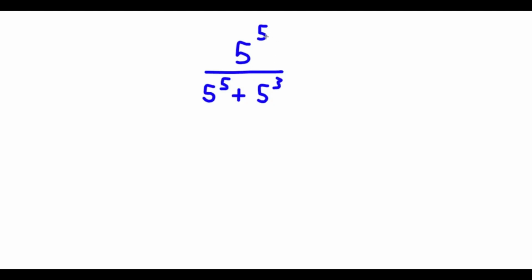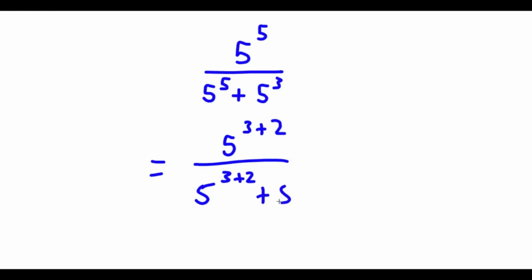All right, so I have 5 to the power of 5 over 5 to the power of 5 plus 5 to the power of 3. Now, 5, this is the same thing as 3 plus 2. So I'm going to replace the exponent 5 with 3 plus 2 over, same for the 5 in our denominator. I'm going to replace that with 5 to the power of 3 plus 2, and then I have my plus 5 to the power of 3.